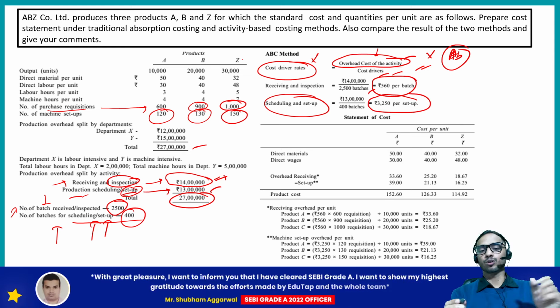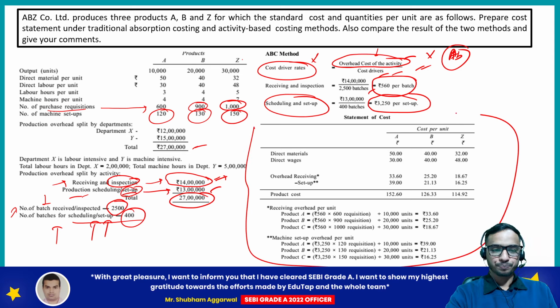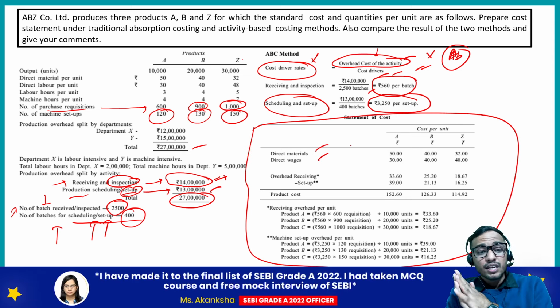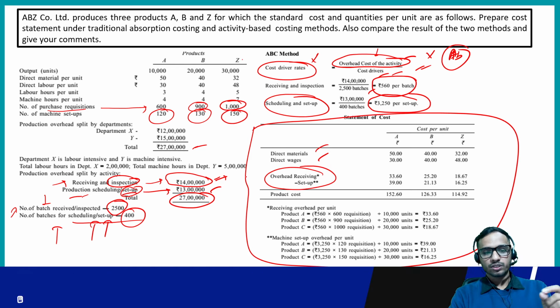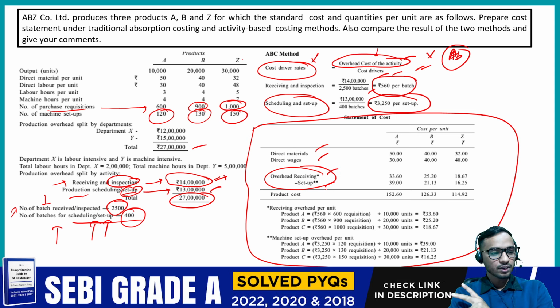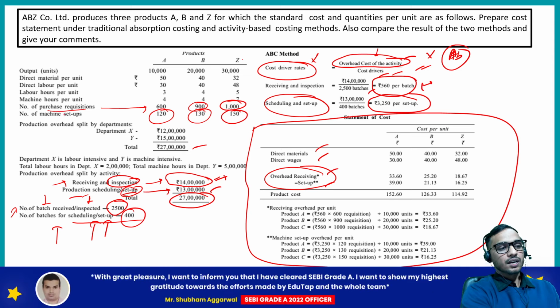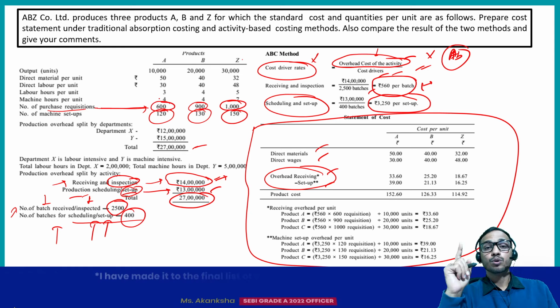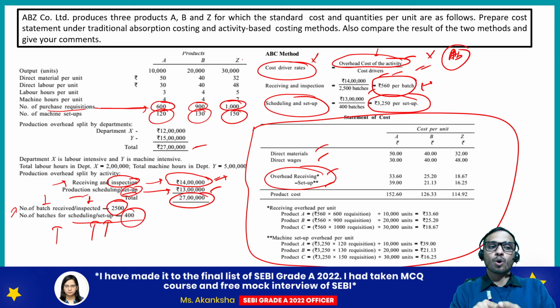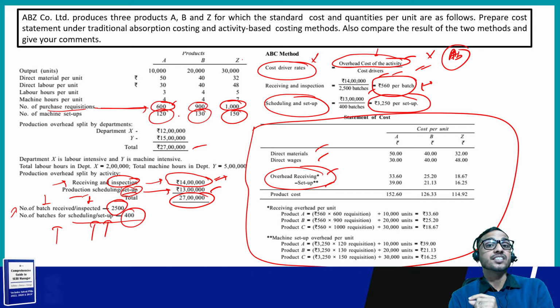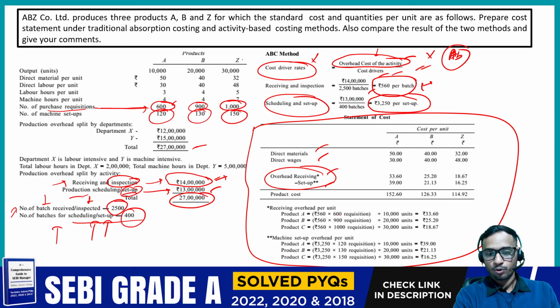Now this is activity based costing. Let's try to find out the cost per unit. Direct material and direct wages will be the same. The overhead will be divided between the two activities: receiving and inspection costing, and setup costing. Please listen carefully. You have the inspection cost of rupees 560 per batch, and the number of purchase requisitions is 600 for A. So you need to calculate the overall cost for A, because it is using 600 batches for inspection. Overall cost for product A will be 600 multiplied by the driver rate of 560.